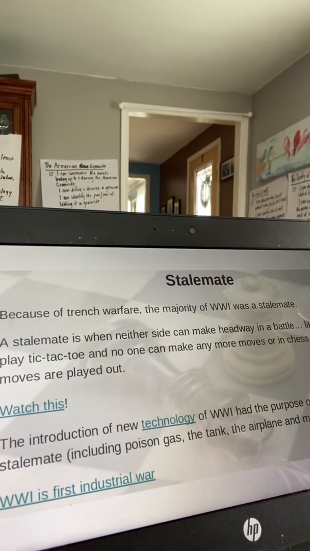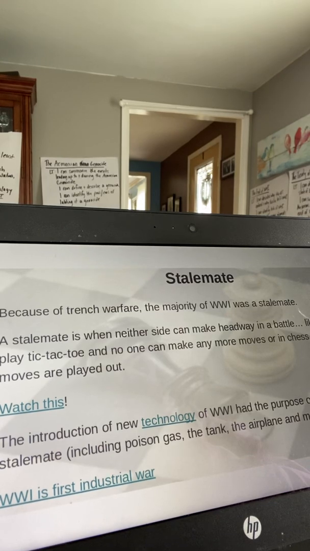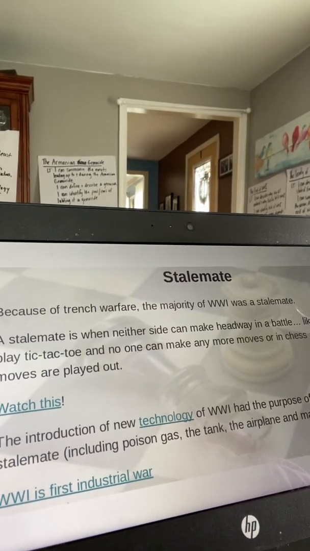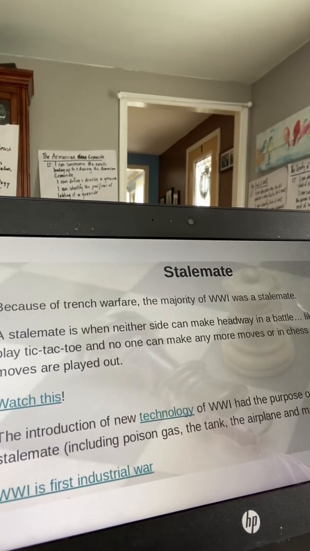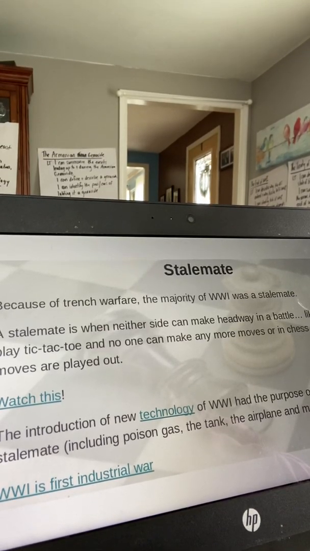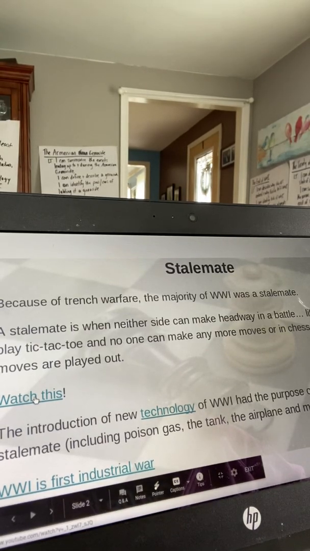So because of trench warfare, the majority of World War I was a stalemate. A stalemate is when you can't make headway in any battle. It's if you play tic-tac-toe and nobody can make any more moves. We call it cats. Or in chess, when all legal moves are played out. And I included a video on stalemate right here.